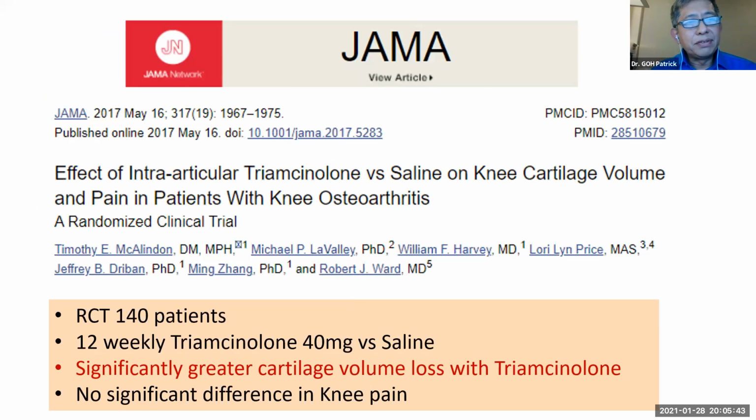But that was 2015, and this JAMA article popped up in 2017. What they did was they used a protocol which was supposedly safe and measured cartilage volume by MRI over 2 years. The protocol was 12 weekly triamcinolone injections. The control was placebo. There was significantly greater cartilage volume loss with triamcinolone after 2 years, but there was no significant difference in knee pain. And this actually seemed to suggest that you could keep the knee pain at bay and still lose cartilage over time.